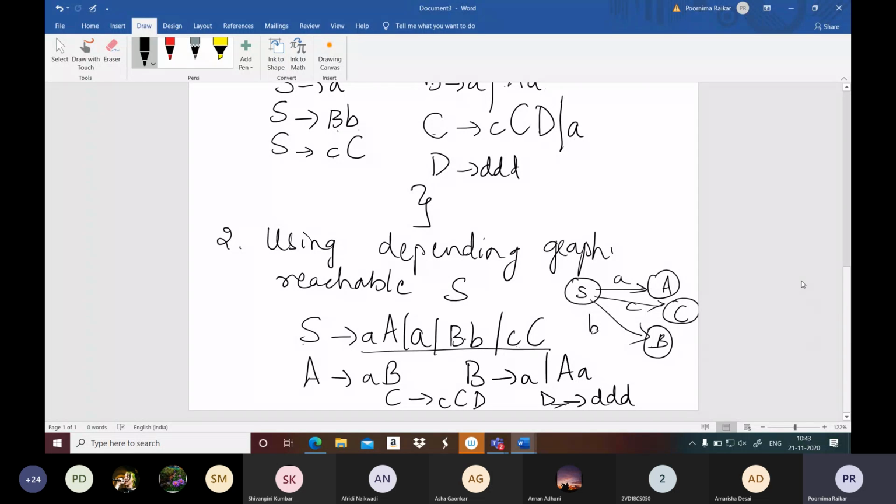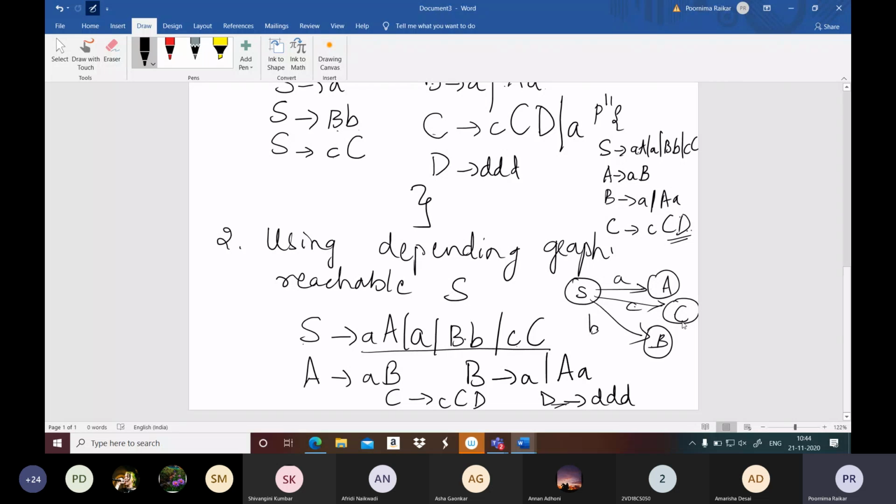So which are the useful productions? Only those reachable from S. You can reach C also. So from A you can have A productions because from S you can reach A. From S you can reach B also, so you can have B productions. And from S you can also reach C, so you can have C productions. But there is a D here, and from S you cannot reach D because D can be substituted with DD.